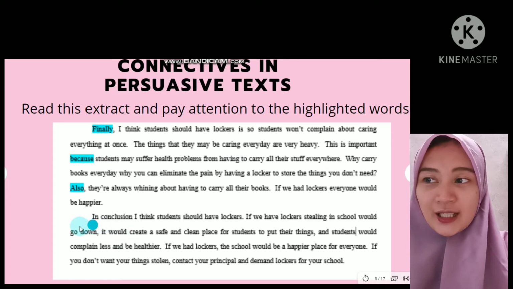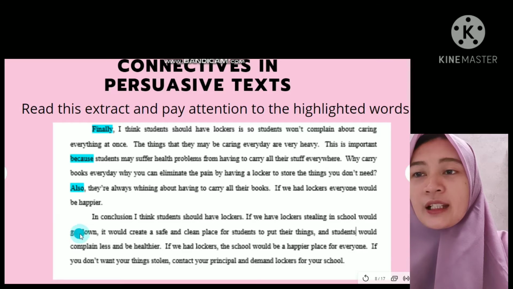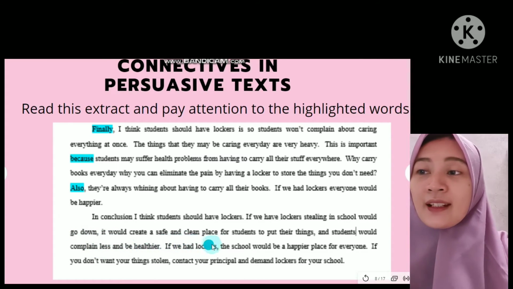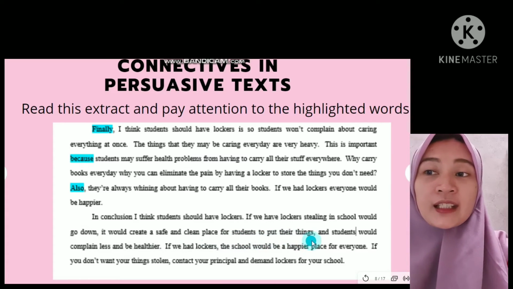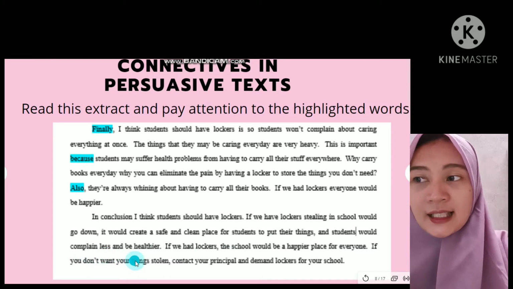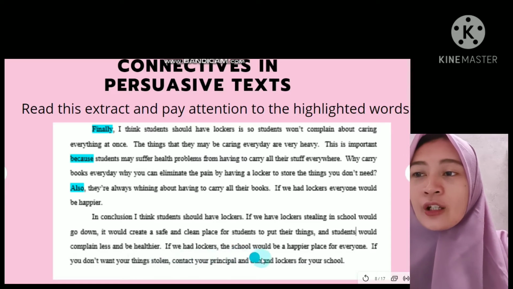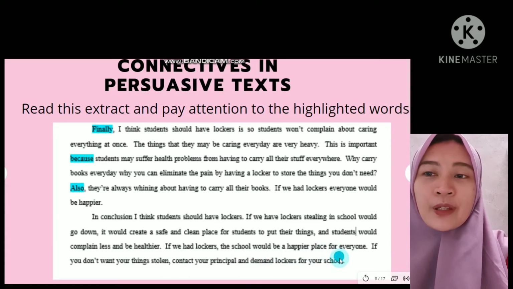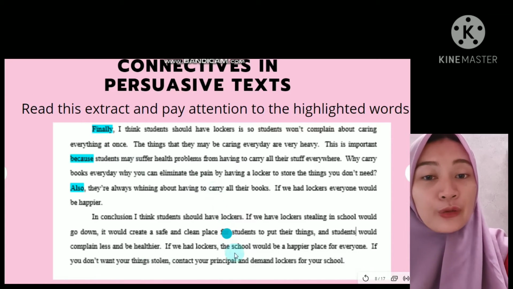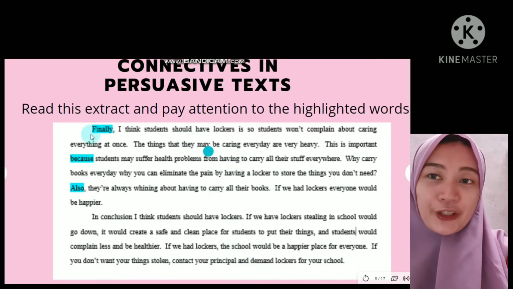In conclusion, I think students should have lockers. If we have lockers, stealing in school would go down. It would create a safe and clean place for students to put their things and belongings, and students would complain less and be healthier. I definitely agree. If we had lockers, the school would be a happier place for everyone. If you don't want your things stolen, contact your principal and demand lockers for your school.